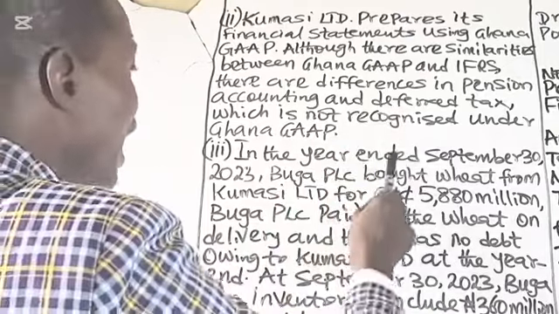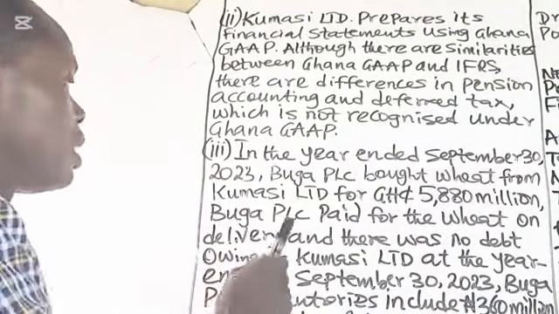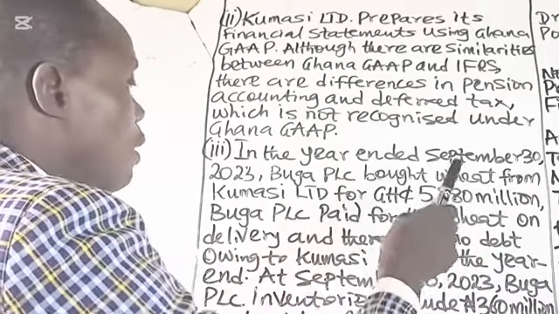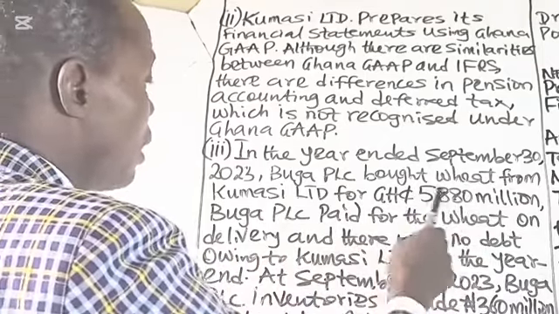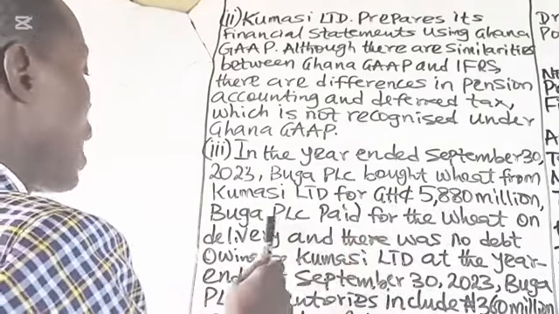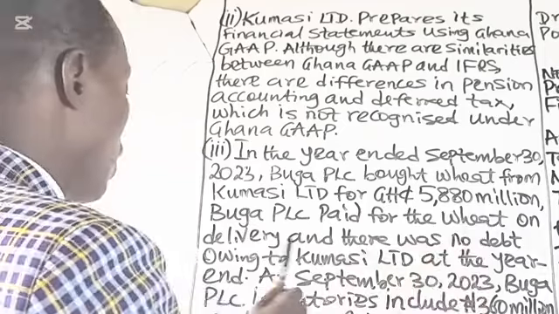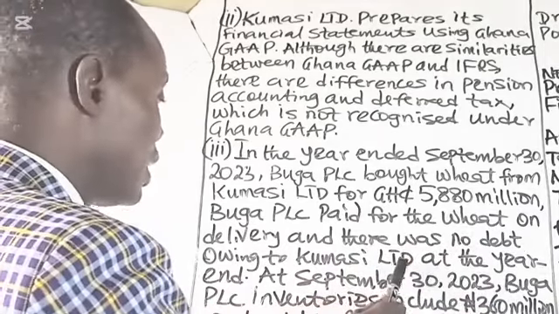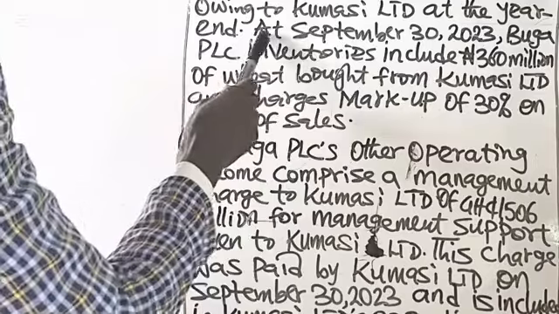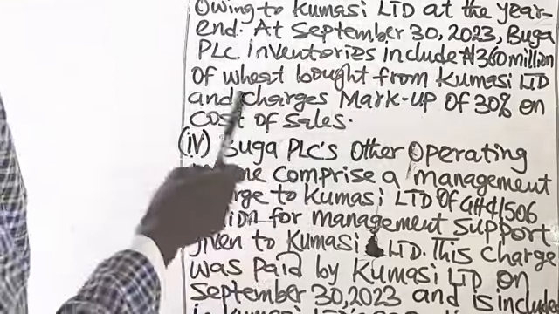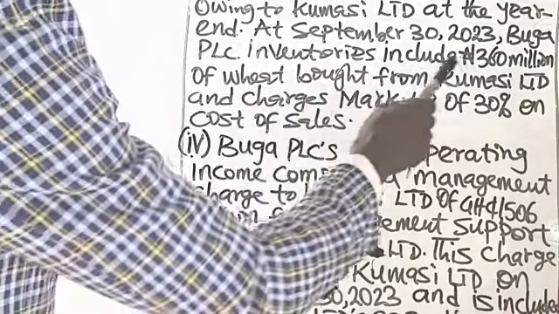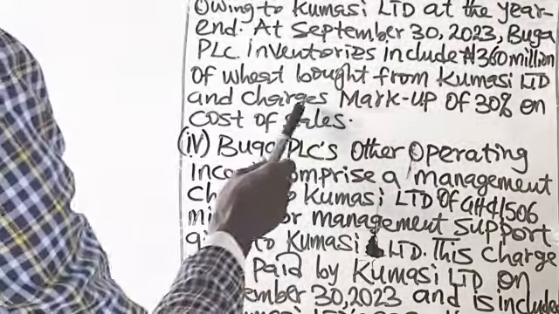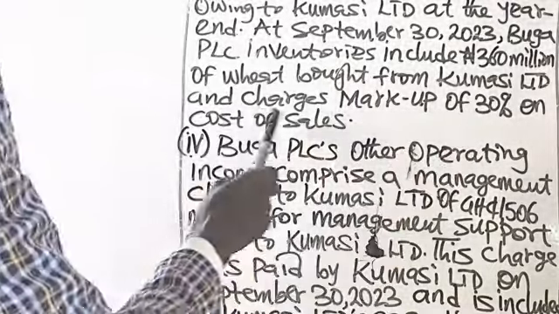3. In the year ended September 30, 2023, Buga PLC bought wheat from Kumasi Limited for 5,880 million Ghana cedis. Buga PLC paid for the wheat on delivery, and there was no debt owing to Kumasi Limited at the year end. At September 30, 2023, Buga PLC inventories include 360 million naira of wheat bought from Kumasi Limited, which charges a markup of 30% on cost of sales.